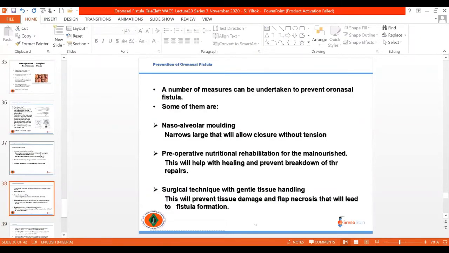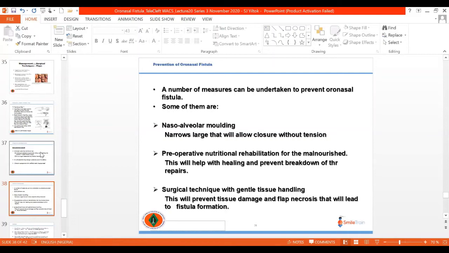So preventing oronasal fistula, a number of measures can be undertaken. Having looked at all the things I've said, some of them that can be done is: one, nasoalveolar molding. This will help in narrowing the cleft palate. Narrowing it will enable, at the time of repair, to close it without tension, without putting the pedicle under stress that can lead to damage or thrombosis.